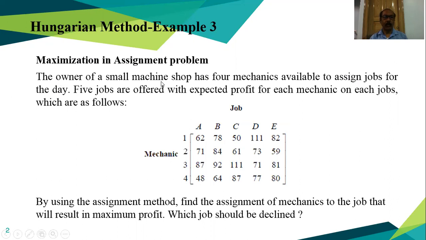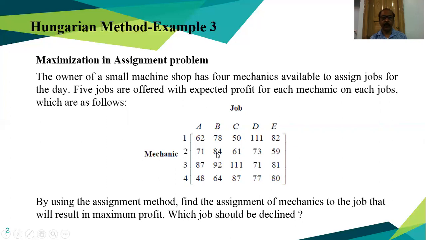The owner of a small machine shop has 4 machines. These are the 4 machines. And how many jobs are there? A, B, C, D, E. 4 machines and 5 jobs. On one hand, this is an unbalanced assignment problem. 5 jobs are offered with the expected profit for each machine on each job, which is given. So by using the assignment method, find the assignment of the machines.